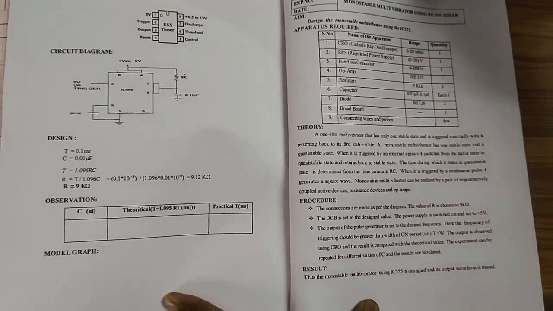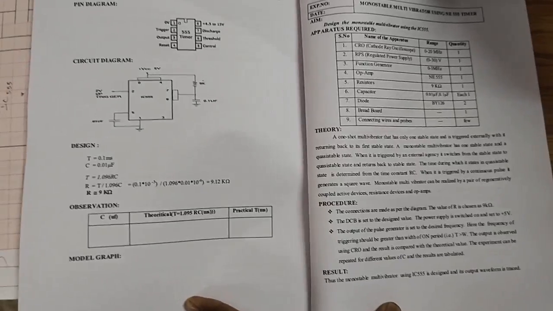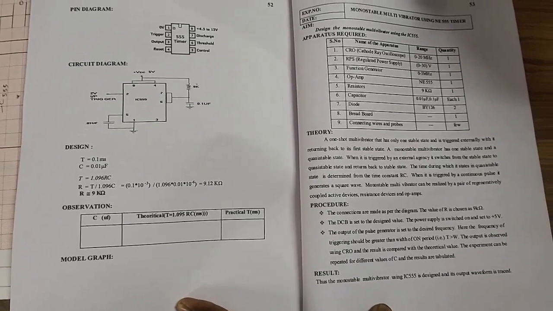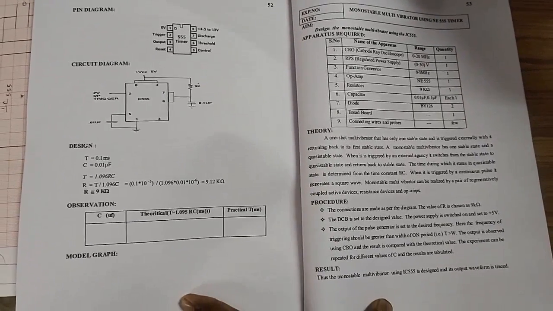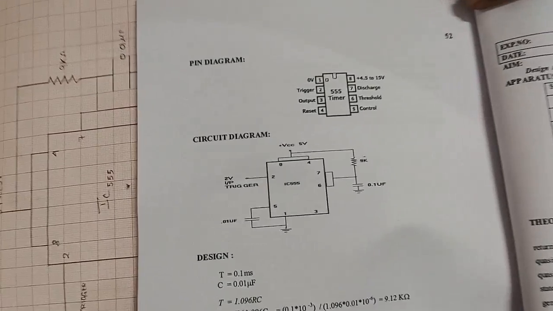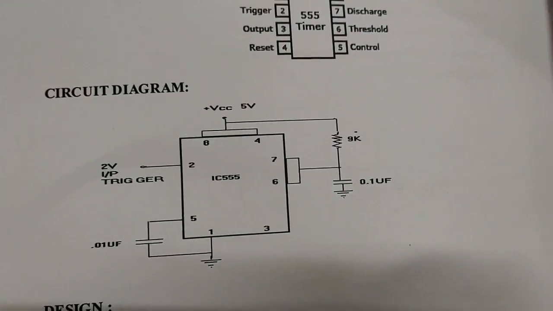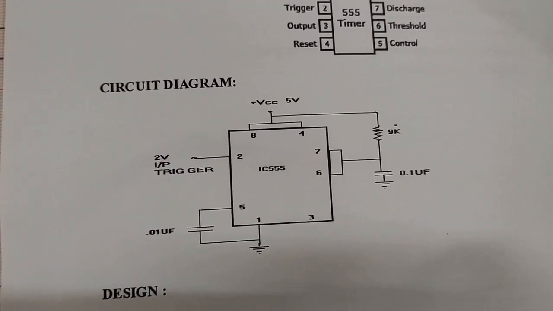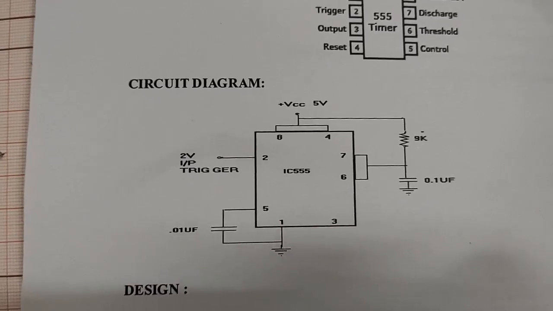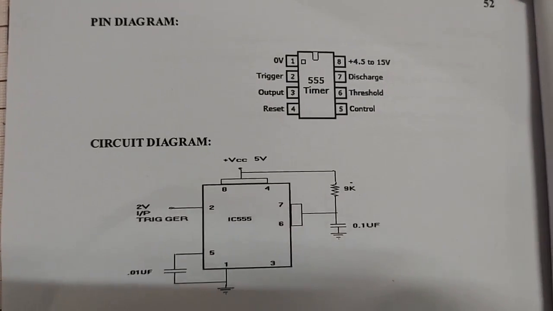So you know, in case of monostable multivibrator, we will be having only one stable state and one quasi stable state. So we will see the detailed discussion in the waveforms after seeing the waveforms. So this is the normal circuit diagram for this monostable multivibrator design using a 555 timer, and this is the pin diagram of the 555 timer IC.